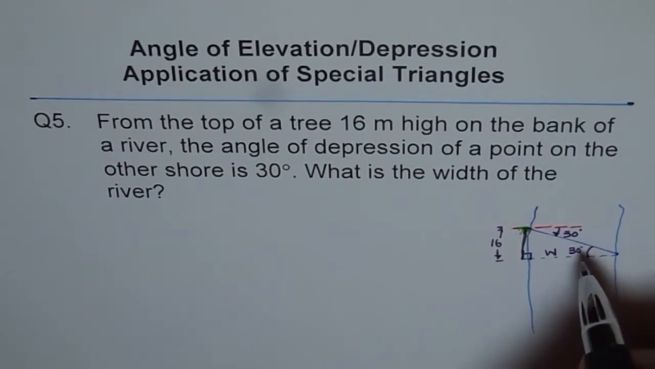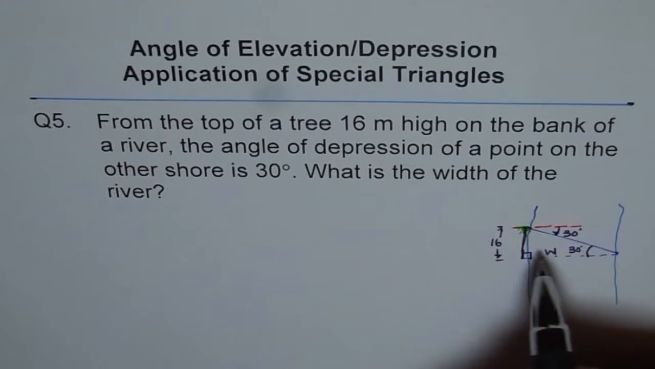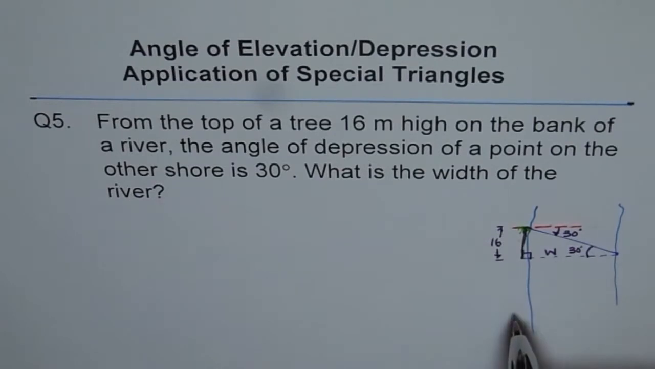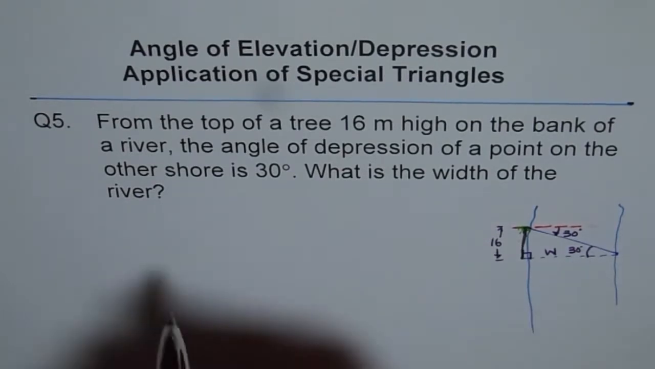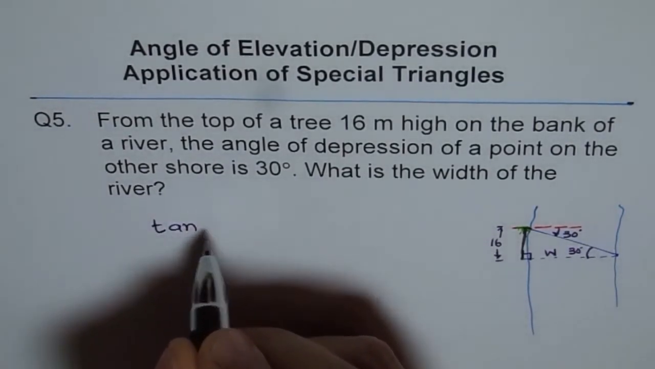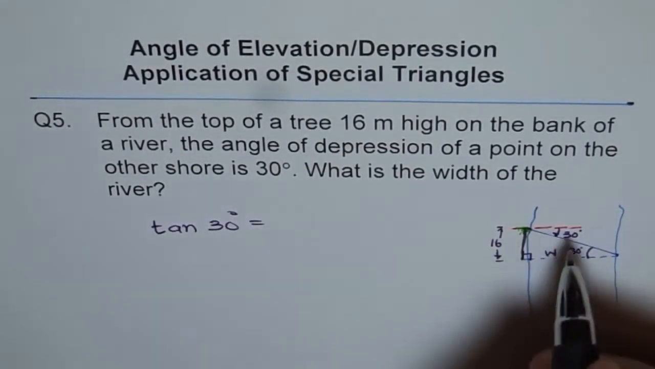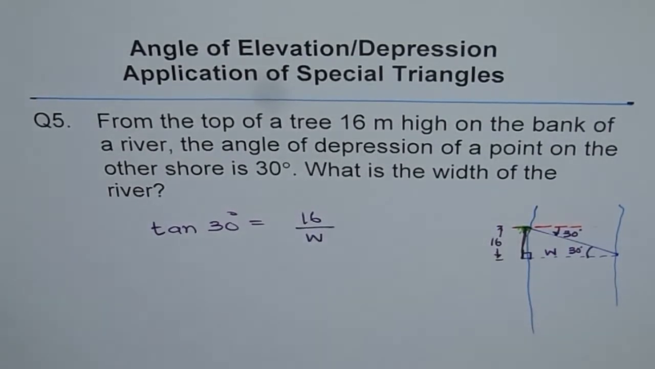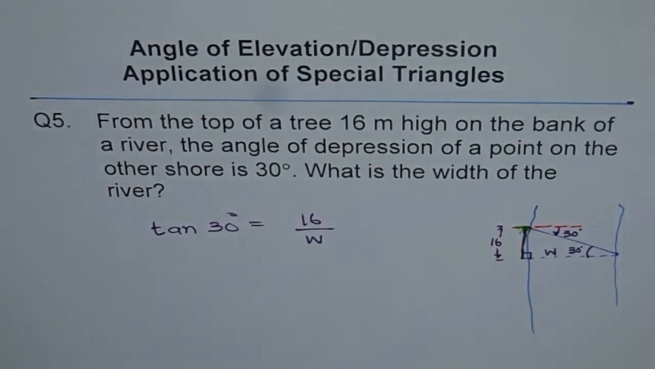Now we want to find this width, and we know the height of the tree. So the relation which relates height to width is tan, right? Tan is opposite over adjacent, correct? So we can write tan of 30 degrees is opposite over adjacent, which is 16 over width W. So let W be the width of the river. In that case, tan 30 equals 16 over W.